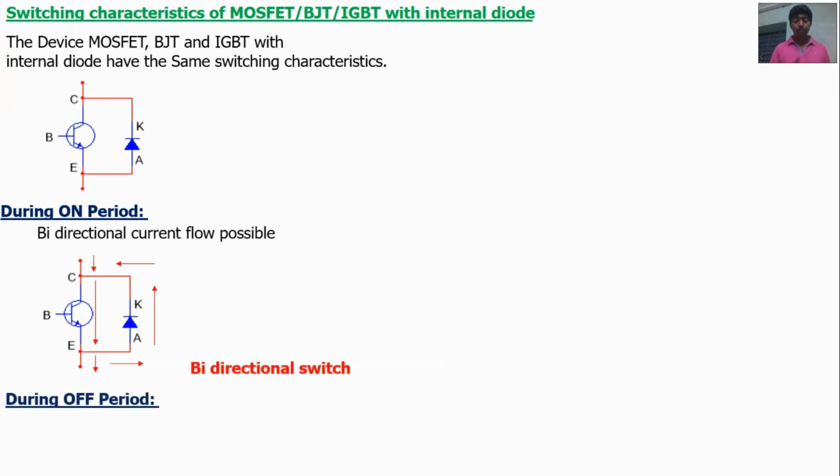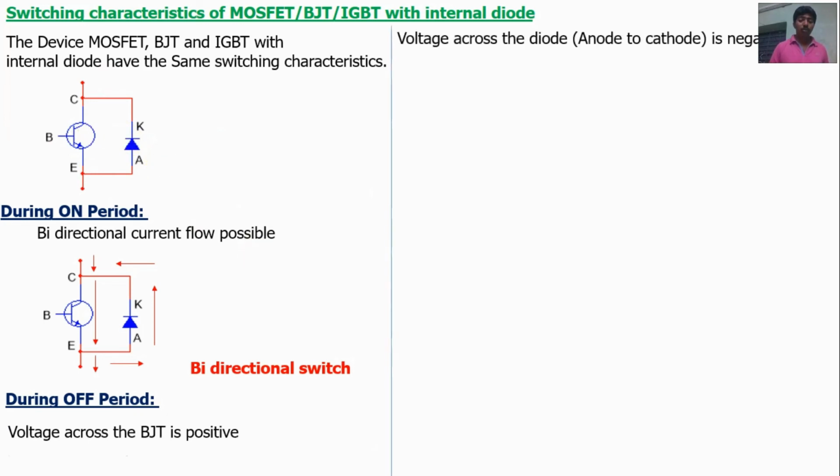Okay, during off period, it is a composite switch. It's a parallel. To turn off the device, both should be off. If BJT is off, what will happen? The voltage across the device is positive. Already we discussed. Okay. If diode is off, voltage across anode to cathode is negative. So voltage across the diode cathode to anode is positive.